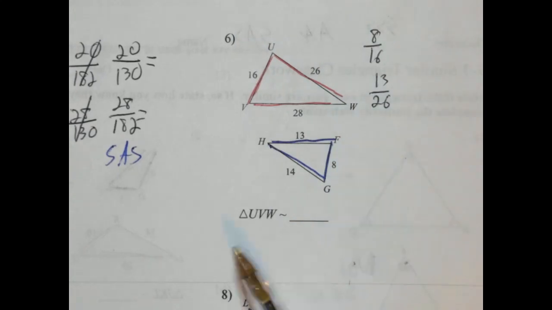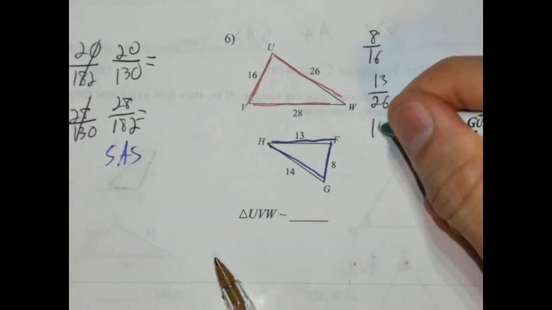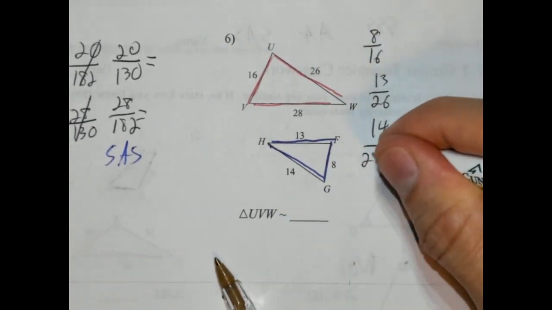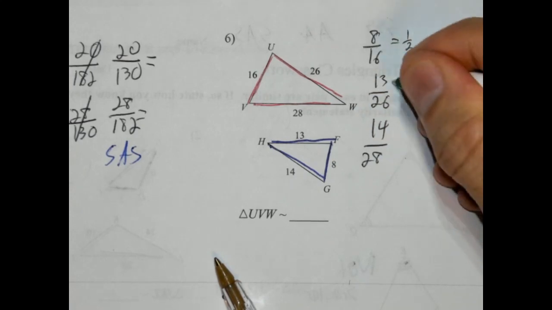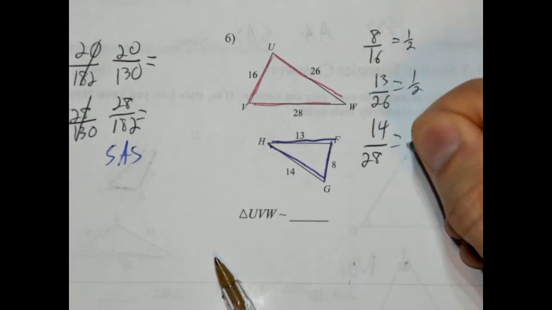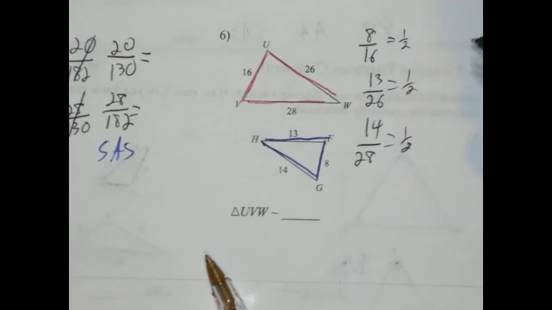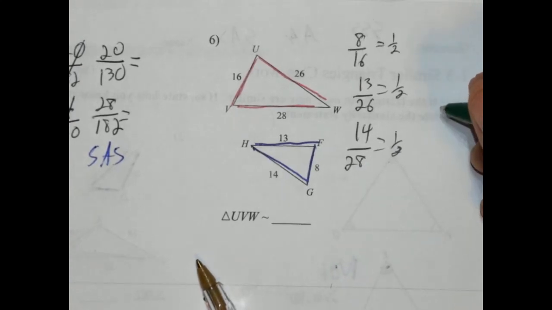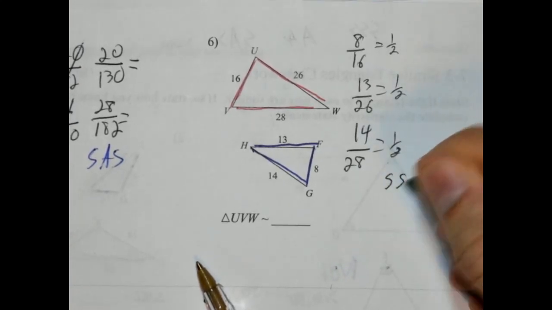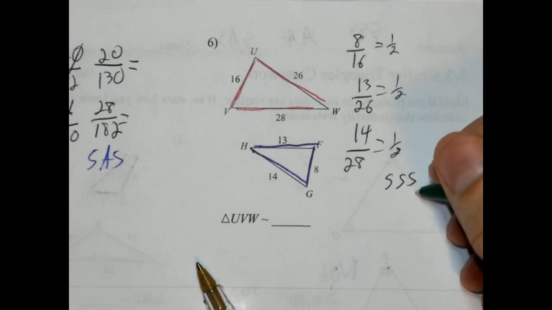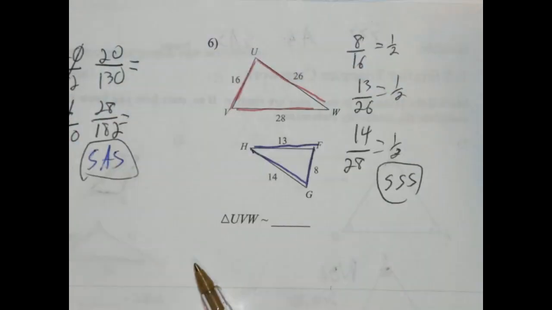28 is the largest. 14 over 28. Now these all look like 1/2. Yes, they are all 1/2. So these are all proportionate. So this is a pair of similar triangles because it's side, side, side. It's probably more obvious. There you go.